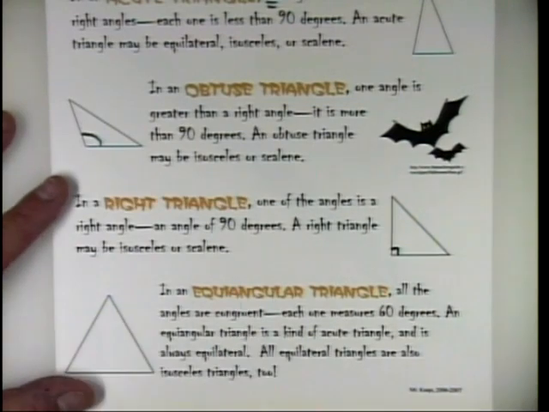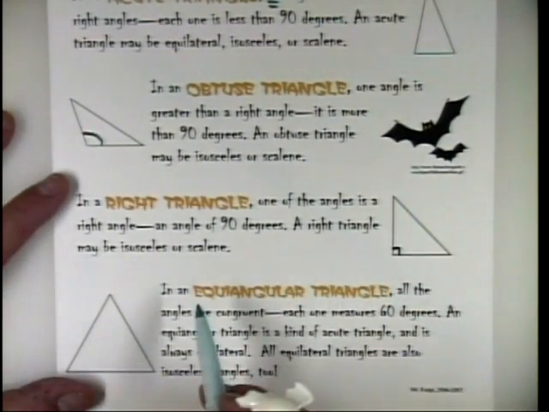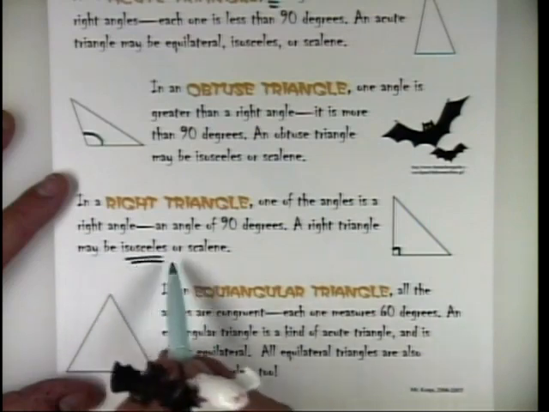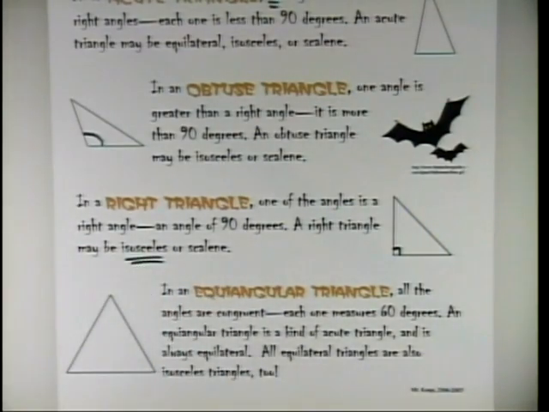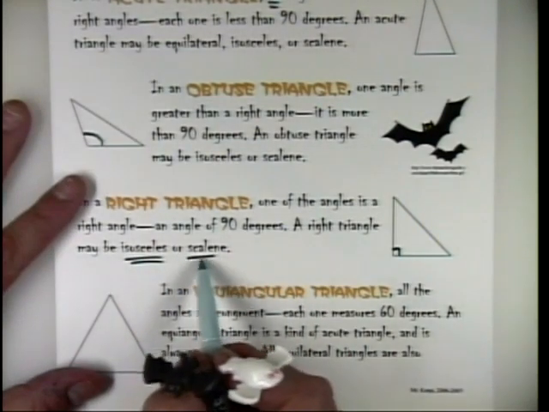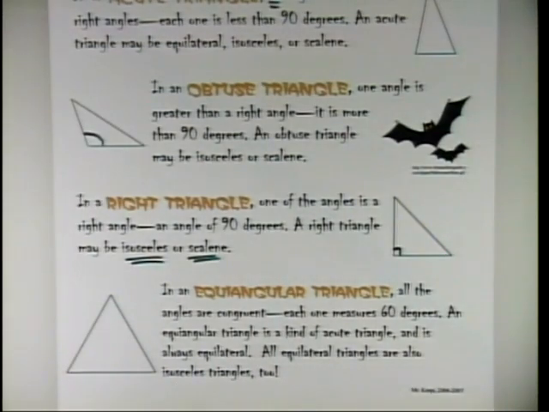No more, no less. Now, a right triangle may be isosceles. It may have at least two sides that are of equal length, or it may be scalene. It can all be different. Notice that I did not say that a right triangle can be an equilateral. That isn't going to work, and we'll come across that again later in the lesson.